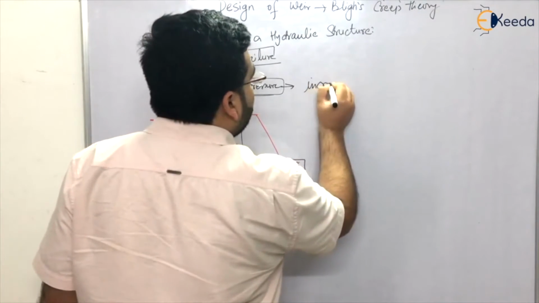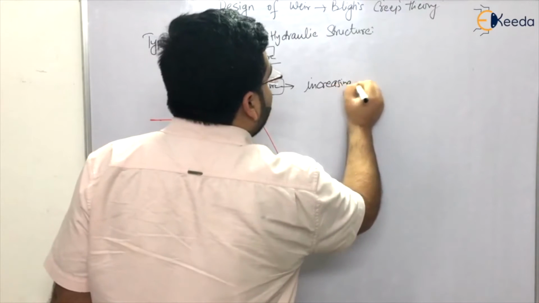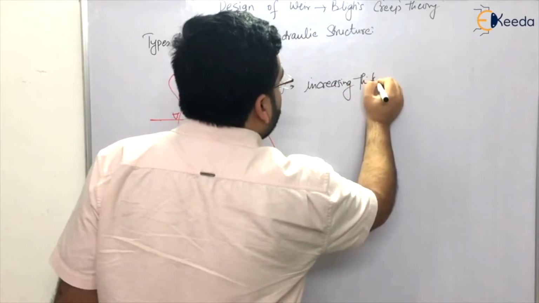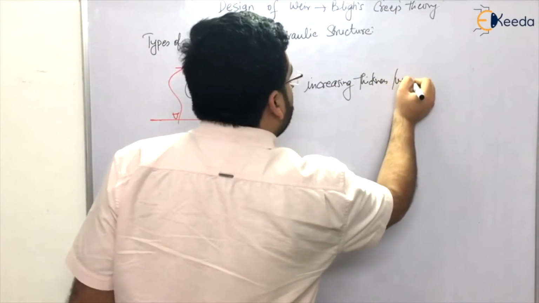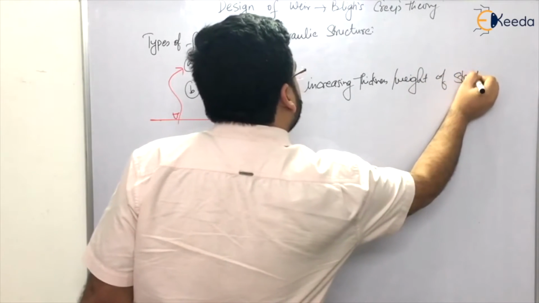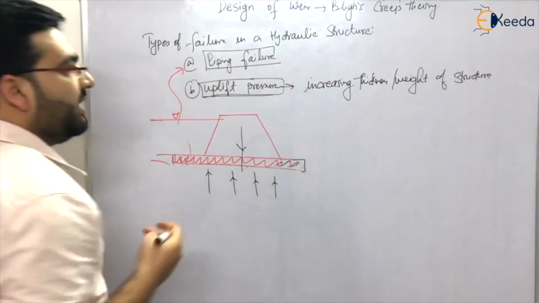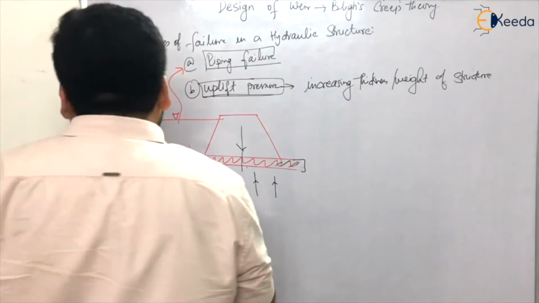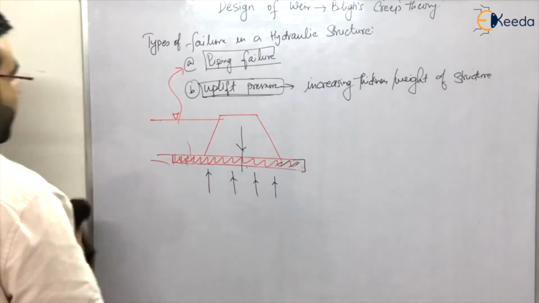Increasing thickness or weight of the structure. Weight of structure, because if thickness is increased, ultimately weight of the structure will be increased, right? So these are the two modes of failure in a hydraulic structure.